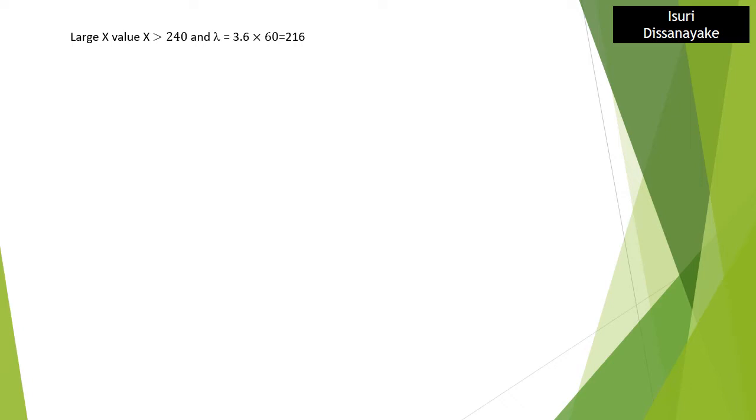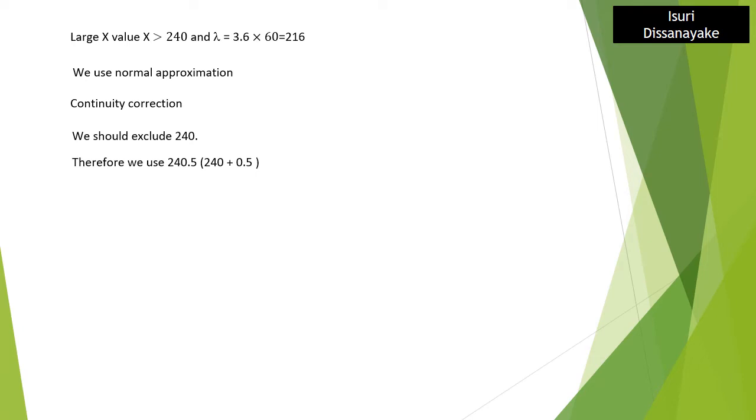So as we know, if we have a large value of X as well as a large lambda average value, we are going to use normal approximation. That means the normal distribution is being used as an approximation for the Poisson distribution. So you know that when we use a continuous distribution to approximate a discrete distribution, we have to consider the continuity correction.